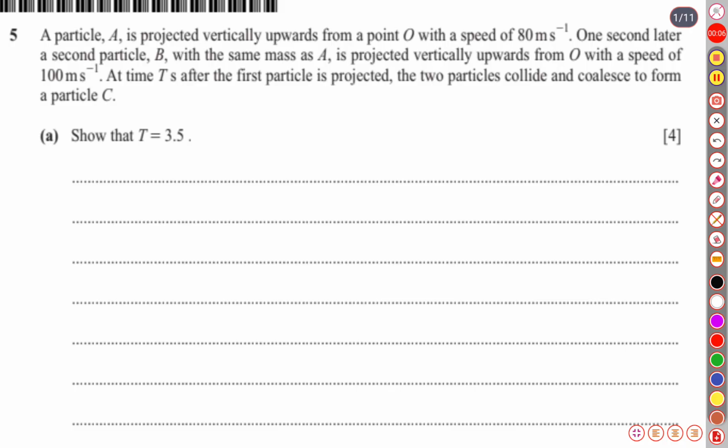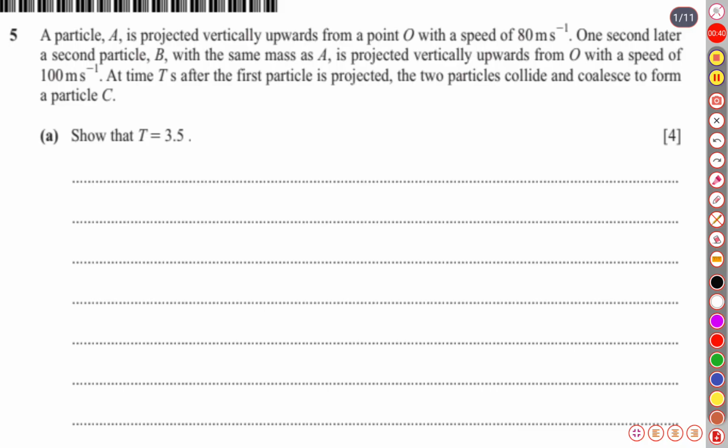Today we are going to solve a question from mechanics, and this particular question belongs to paper 9709/41 for the session October November 24. Question number 5 says a particle A is projected vertically upwards from a point O with a speed of 80 meter per second. 1 second later, a second particle B with the same mass as A is projected vertically upwards from O with a speed of 100 meter per second.